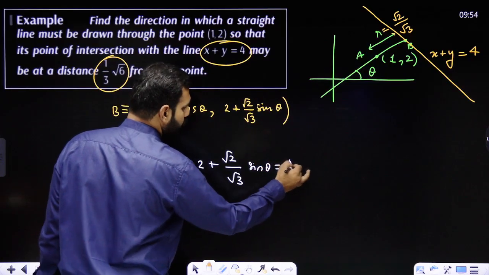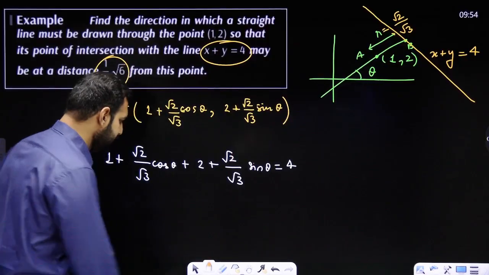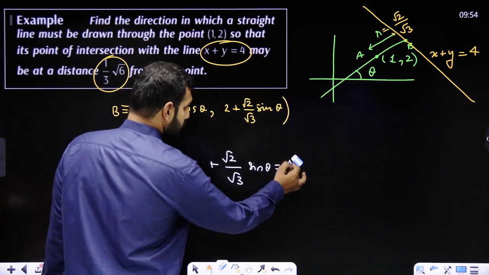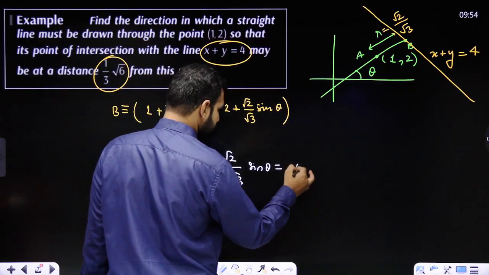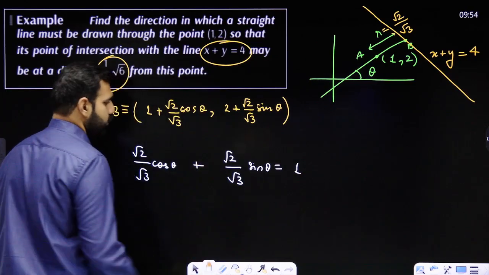...is equal to 4, right? I hope you can see 1 plus 2 is 3, 4 minus 3 is going to be, students, 1. I hope you can see it very clearly.